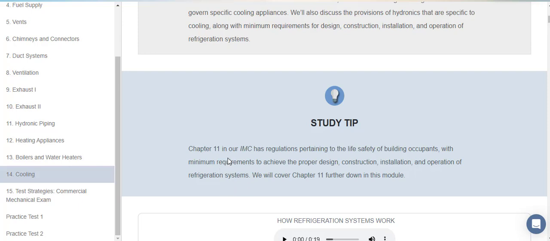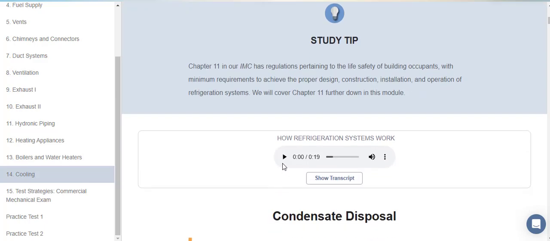Study tip: chapter 11 in our International Mechanical Code has regulations pertaining to the life safety of building occupants, with minimum requirements to achieve the proper design, construction, installation, and operation of refrigeration systems. We will cover chapter 11 further down in this video.